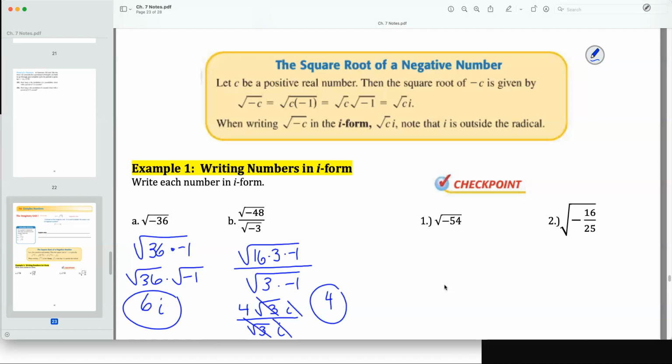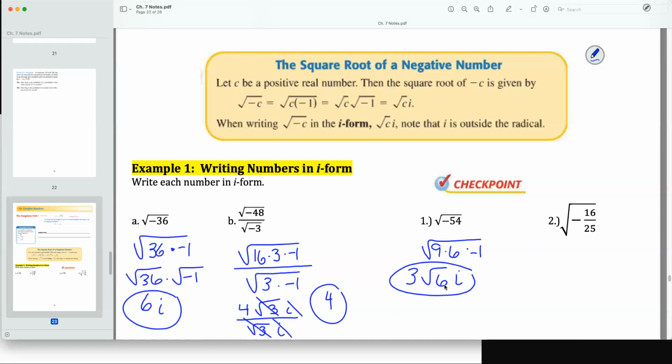All right, so -54, I'm going to break that up. 54 is not a perfect square, so I'm going to break that up into 9 times 6, and then times -1 as well. The square root of 9, I can take out of the radical, and the square root of -1, I can take out and turn into i. So the square root of 9 is 3, the square root of 6 still remains, and the square root of -1 is i. This is the correct format: regular number first, radical in the middle, and then imaginary i at the end.